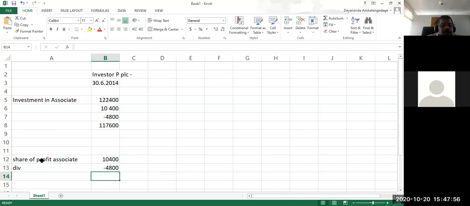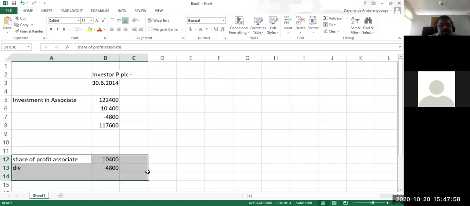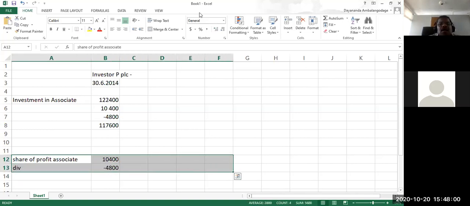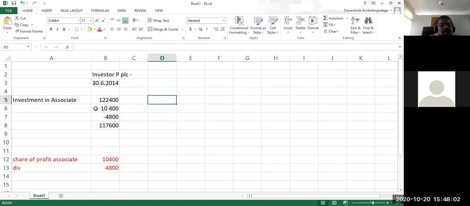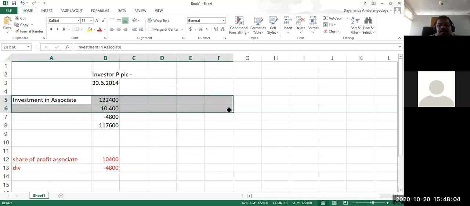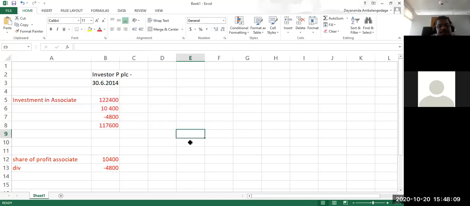These are profit and loss figures. These are, I would say, balance sheet items. So shall we go to the next one? Then the next one is the consolidation worksheet, 30th June 2015.